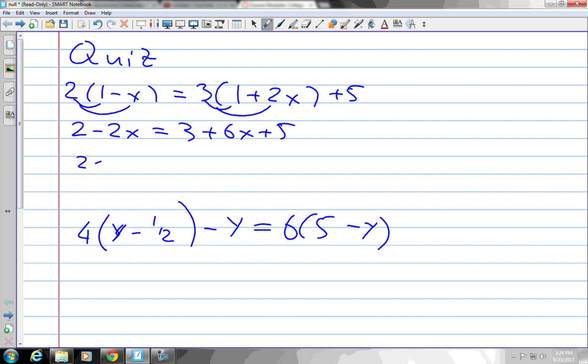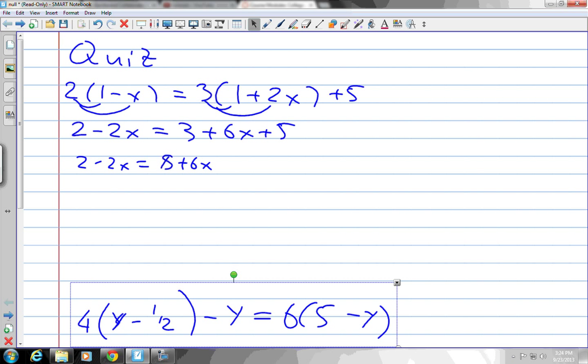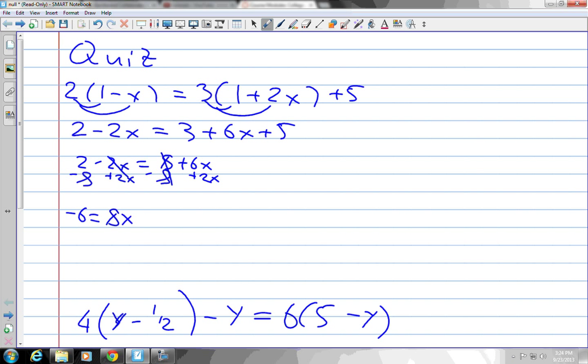Combine like terms. 2 minus 2x equals 8 plus 6x. Is that okay? Now what? All right, subtract 8, then add 2x. Is that okay? So you have negative 6 equals 8x.